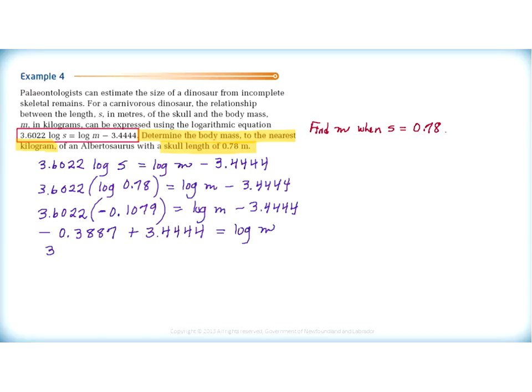So then we have 3.0557 is equal to the log of M, and again converting that to exponential form, we have 10 raised to the power of 3.0557 will equal M. So the mass of this Albertosaurus then is approximately equal to 1,137 kilograms.